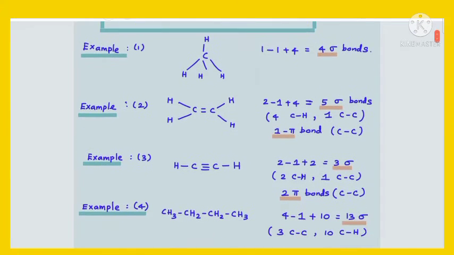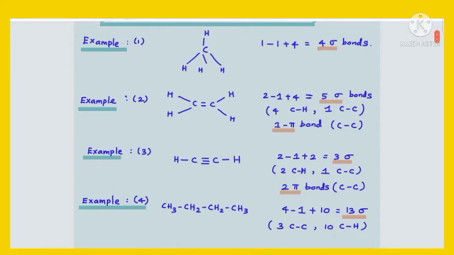Example number 1, organic molecule with formula CH4. We know very well it's nothing but methane, which has a tetrahedral structure, in which 4 hydrogens are bonded with carbon through single bonds. Now let us find the number of sigma bonds. These are carbon hydrogen sigma bonds, according to the clue I discussed earlier. All the carbon hydrogen single bonds are sigma bonds, so in methane there are 4 sigma bonds.